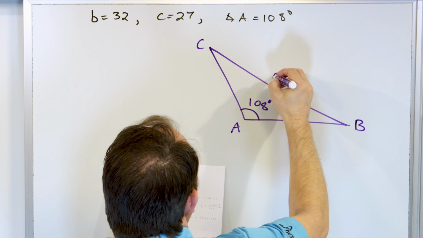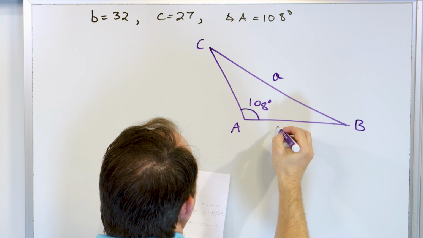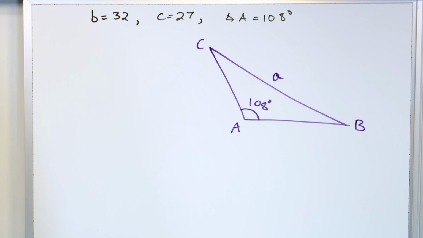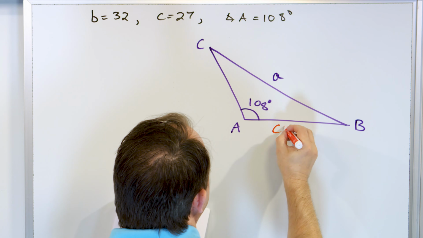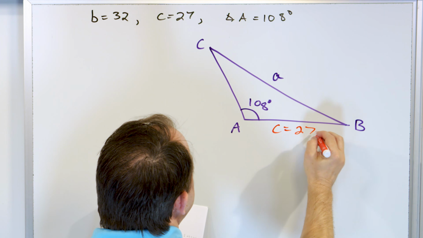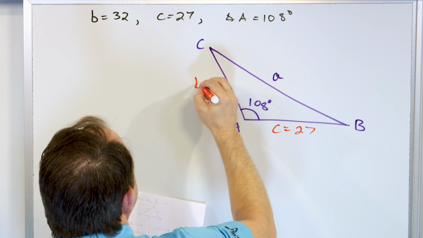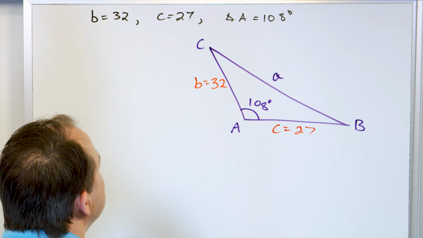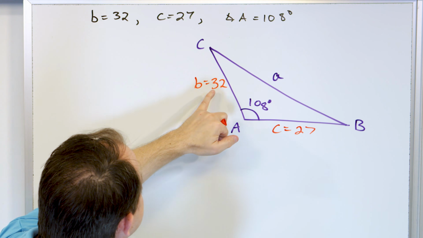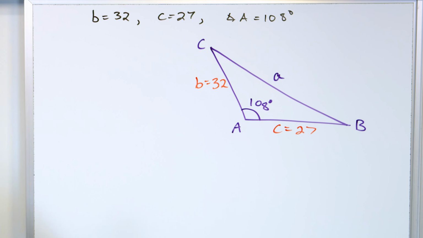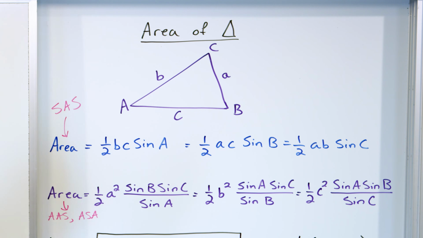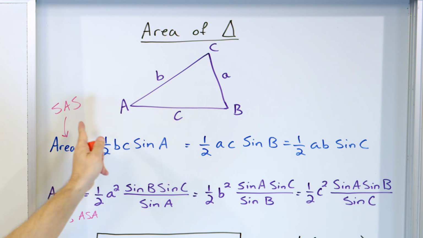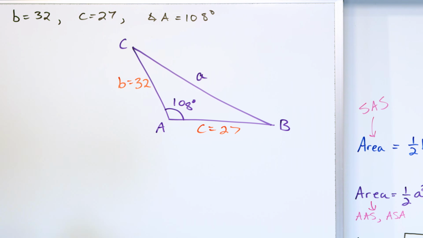And then over here we have side A, and then here we'll have, let me switch colors, side C, but C is given as 27. And opposite angle B over here is side B, which is 32. So notice that I have a side angle side situation. And I told you that this was going to be helpful, this formulation for side angle side. So let's go over here and figure this out.